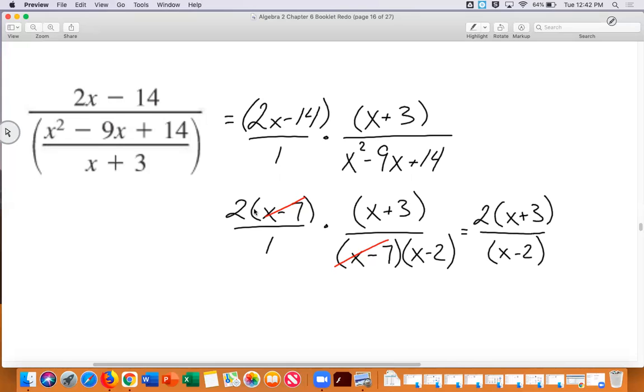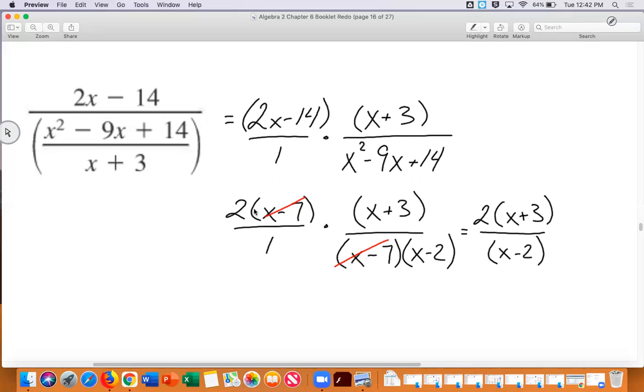x plus 3, can't do anything with. So you just rewrote it. Now, x squared minus 9x plus 14. I need to figure out what are the factors of 14 that add up to negative 9. So that's negative 7 and negative 2, because negative 7 plus negative 2 is negative 9, and negative 7 times negative 2 is 14. So I factored that. And now I'm going to cancel out what's the same on top and bottom. That's x minus 7. So I do that, and then I just write what's left. Okay?